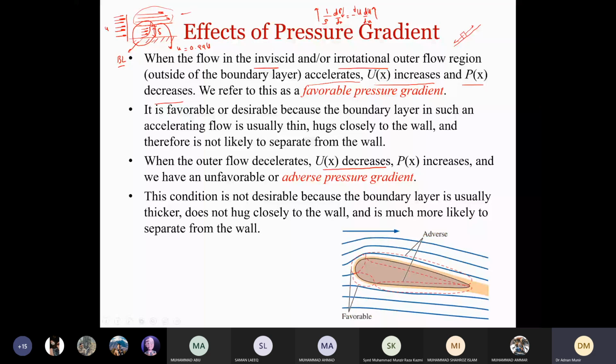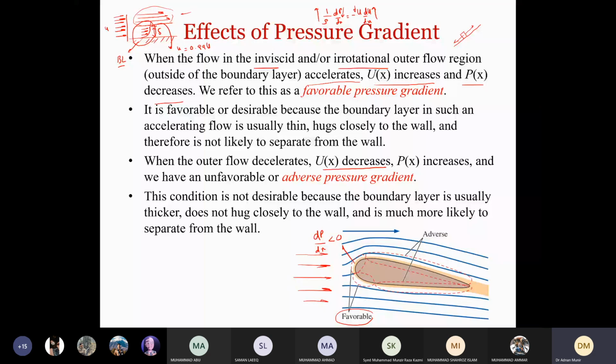So now you can clearly see here, this is an example of adverse and favorable pressure gradient. When the incoming flow is coming in this direction, at this point we have a favorable pressure gradient. That means here dp/dx will be less than 0. When it is less than 0, we will have accelerating flow here, favorable. The flow is inviscid irrotational.